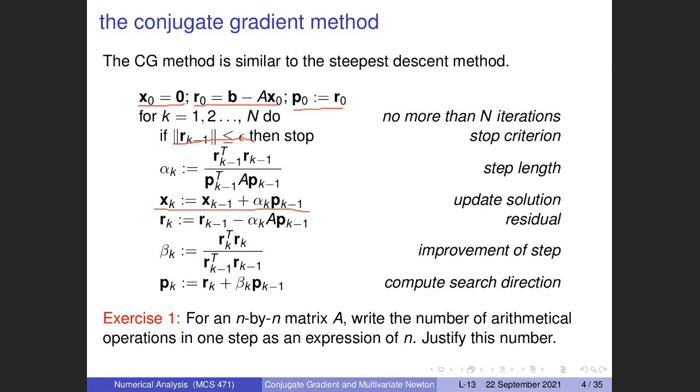Now, this algorithm depends on two critical quantities. So we have the step length, and then we have the improvement of the search direction. So we have an alpha and a beta. And in what follows, I will try to explain the formulas. Why do we take the alpha and the betas the way we are doing?